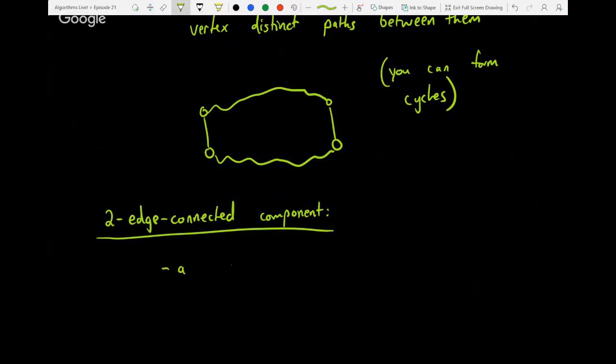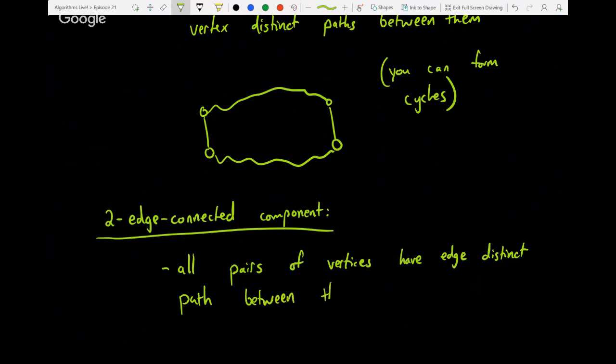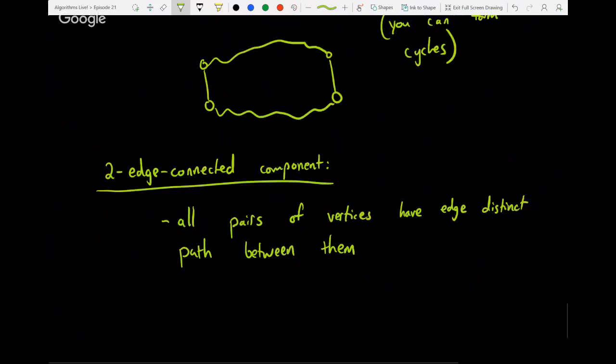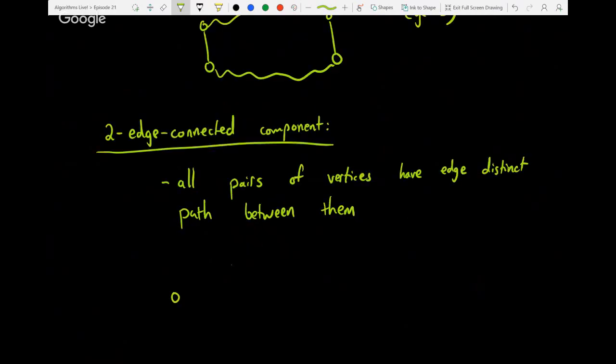And so what I have here is all pairs of vertices, with a path between them. So with that, I can take any two vertices and I get an edge distinct path. They can share a vertex between them. That's allowed, but you can't share an edge between them. So they're edge distinct, which is kind of neat.